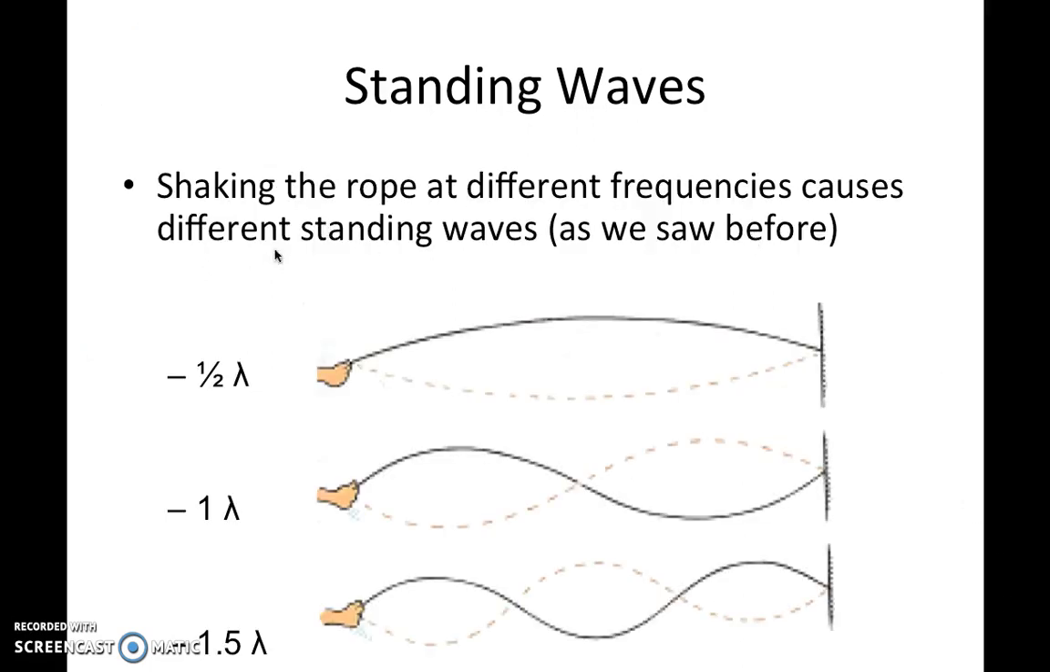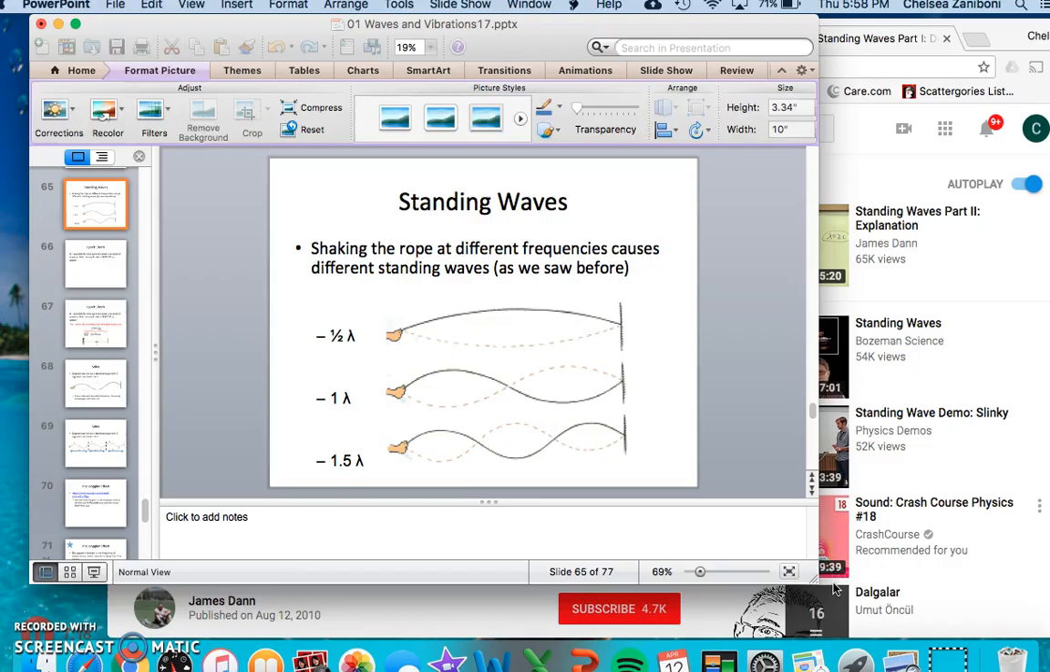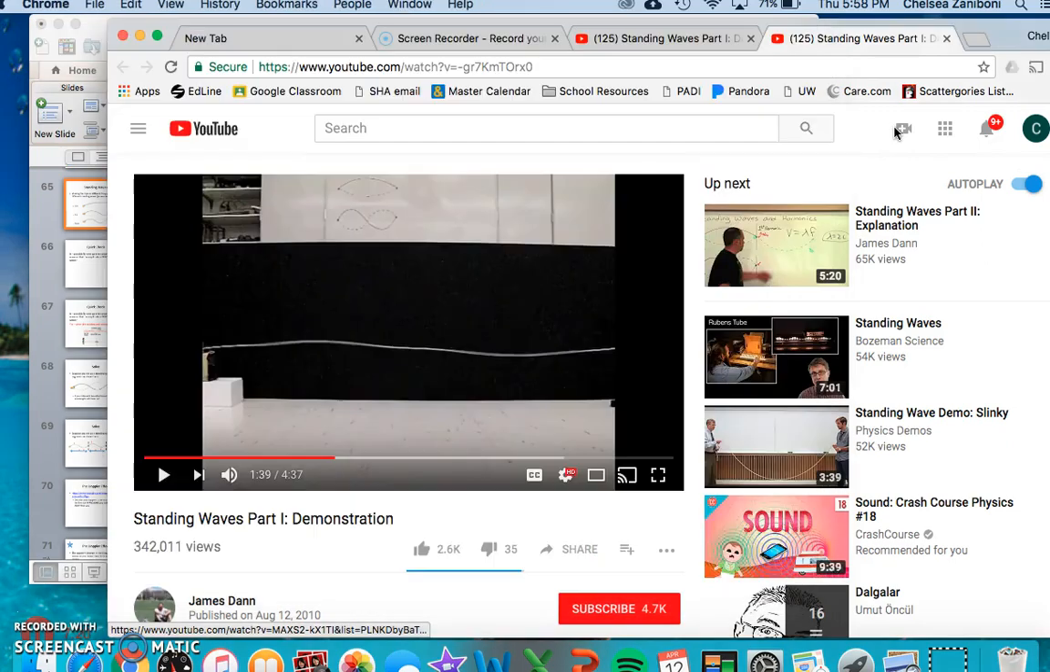And as we know before, shaking the rope at different frequencies causes different standing waves because that produces different wavelengths. So in this image, he's shaking at a very low frequency, and so we only see half a wavelength in this image. If we increase the frequency a bit, we can fit a whole wavelength in, and if we increase the frequency even more, we get 1.5 wavelengths in. So let me see if we can get that real quick.